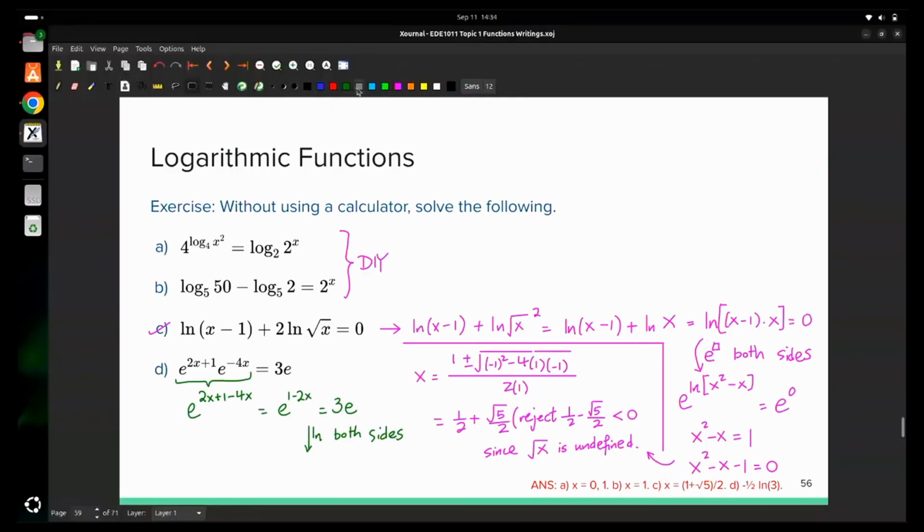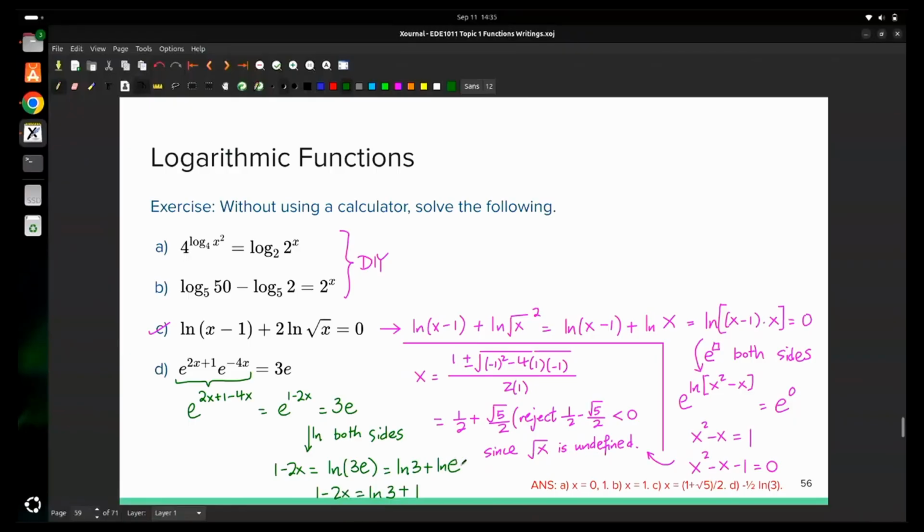If you ln both sides, then you realize that, oh, my 1 minus 2x comes down already. But you have to be careful here. This one is ln 3e. To make it easier, ln 3e is ln 3 plus ln e, where ln e is ln of e to the power of 1. So ln e must be what? 1. So this whole thing is going to give me 1 minus 2x equals ln 3 plus 1, because ln e is 1.